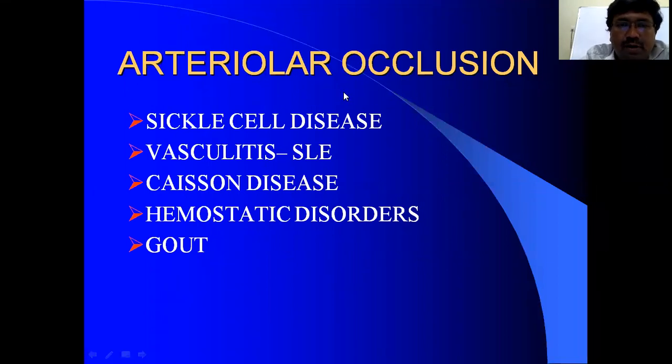Next is arteriolar occlusion. Arterioles are very small parts of the blood supply, and in sickle cell disease, as you know, clumping will occur when there is hypoxemia. That is the main cause of arteriolar occlusion. Apart from that, there are vasculitis, SLE, systemic lupus erythematosus, Caisson's disease, hemostatic disorders, and gout. These are all the conditions for arteriolar occlusion.